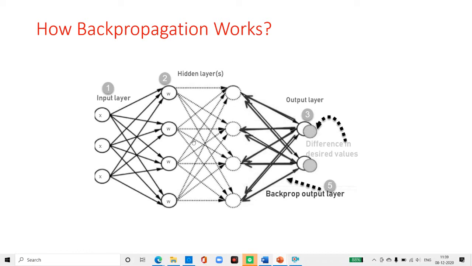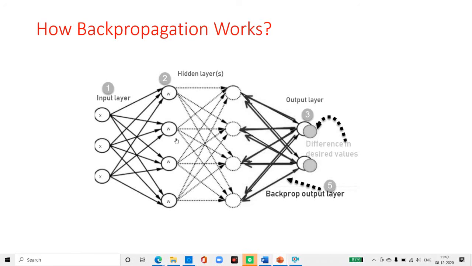Then calculate the output of every neuron from the input layer to the hidden layer to the output layer. Then calculate the error in the output. If we are considering supervised learning and the actual output and the desired output are not the same, then an error signal is generated.